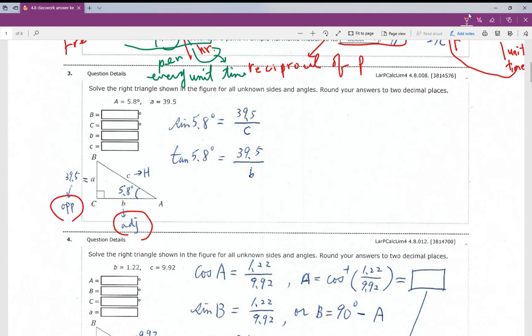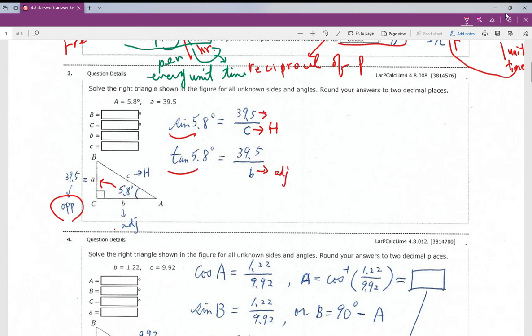Oh sorry, they only provide what? A is the opposite, so they didn't provide the adjacent. Sorry about it. Okay, so this question provides only opposite. Then, if you have angle and opposite, obviously you can either talk about sine function or tangent function. If you talk about sine function, then you can solve for C. This is hypotenuse. If you use tangent function, then you can solve for B because this is adjacent.